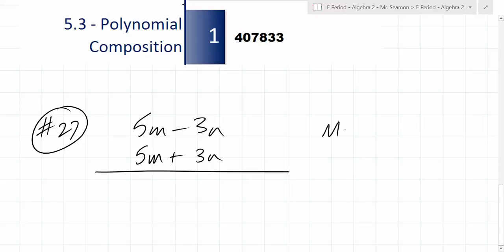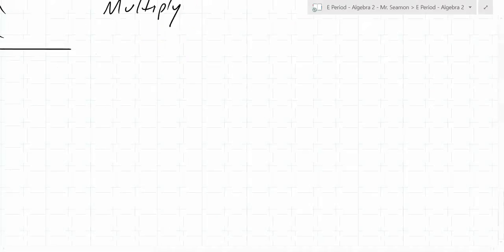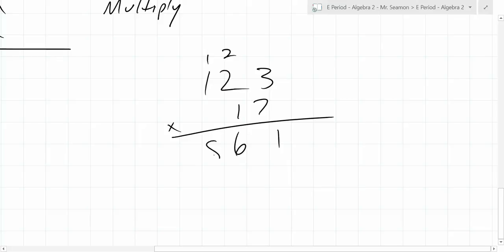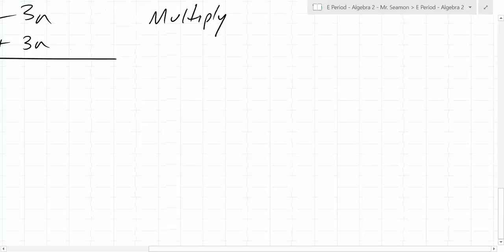They want you to multiply. What they're doing is they're setting up a polynomial like you would set up regular multiplication. If you had to do 123 times 17, how do you do that? 7 times 3, so 21. 7 times 2, 14, 15, 16, right? You know, you've done multiplication before like that, right? What they're doing is they're setting up a polynomial like that.